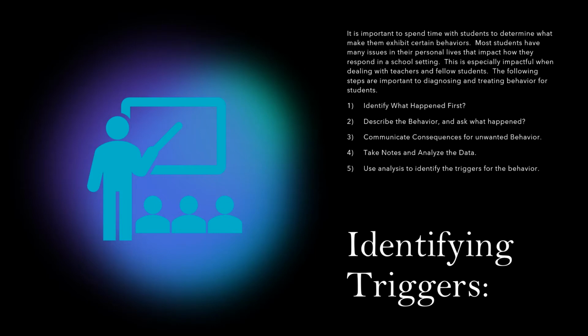The following steps are important to diagnosing and treating behavior for students. 1. Identify what happened first. 2. Describe the behavior and ask what happened. 3. Communicate consequences for unwanted behavior. 4. Take notes and analyze the data. 5. Use analysis to identify the triggers for the behavior.